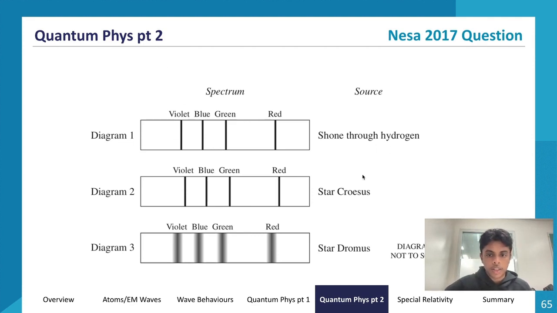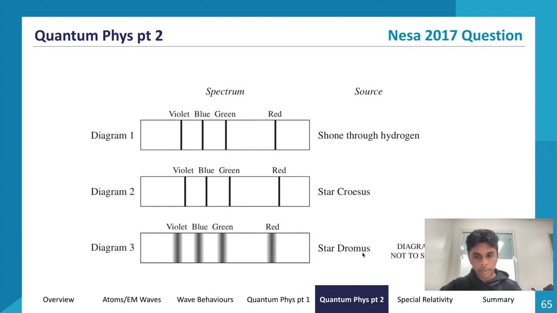Now let's go through the star Croesus. So diagram 2, right? What we can see here is the pattern of these bands is very similar. The pattern of these bands is the same, but the whole entire pattern is shifted to the right. So this star is red shifted. What we can tell by that is star Croesus, or I don't know how to pronounce it, but I'll just say Croesus, is moving away from us, or away from Earth.